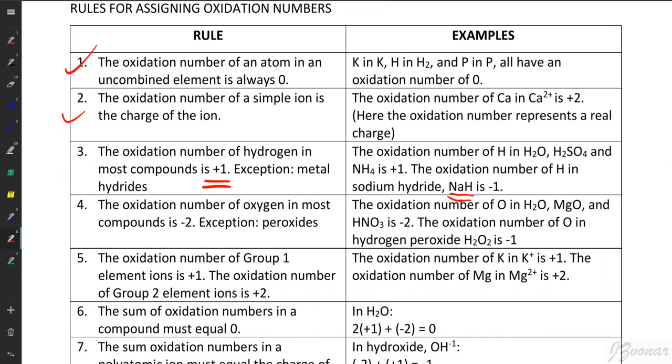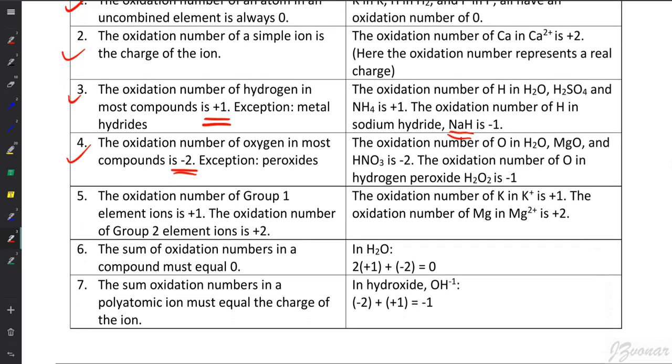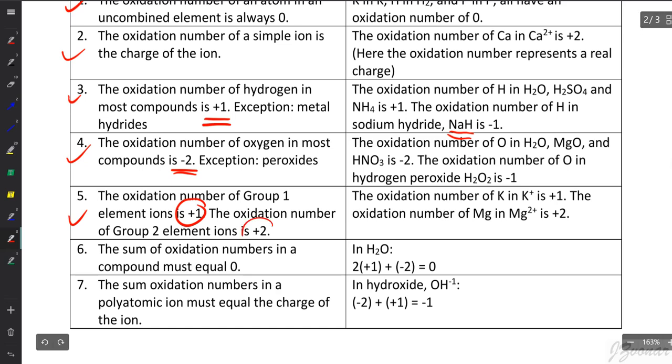Oxygen in most cases, another very important one to remember, is always -2. The exception obviously is with peroxides. All right, it's going to actually have a charge of -1. Otherwise, it's always -2. Elements in group 1, you will always assign them a charge of +1, and all the elements found in group 2 will always have an oxidation number of +2. The sum of the oxidation numbers within a compound is always going to be equal to 0.